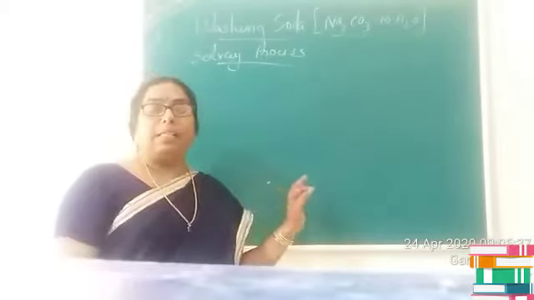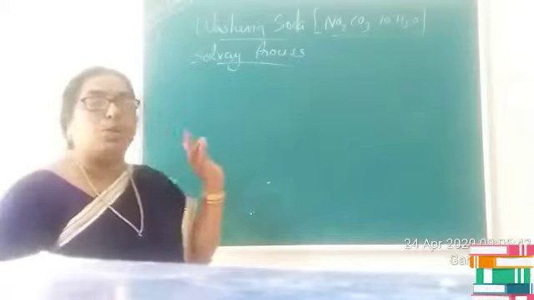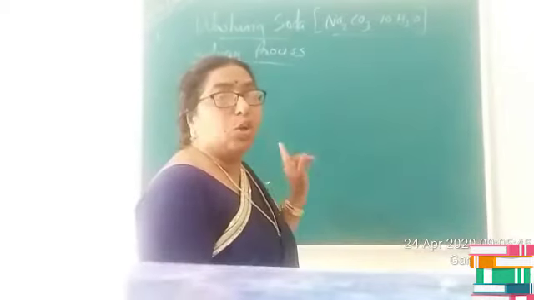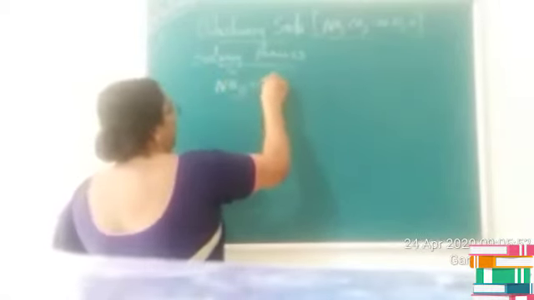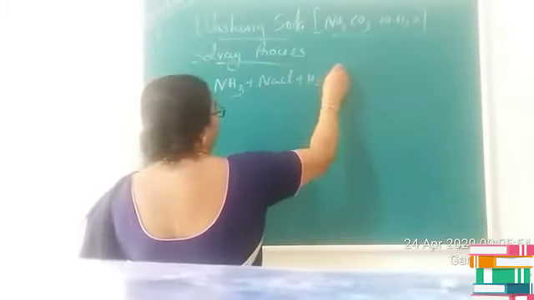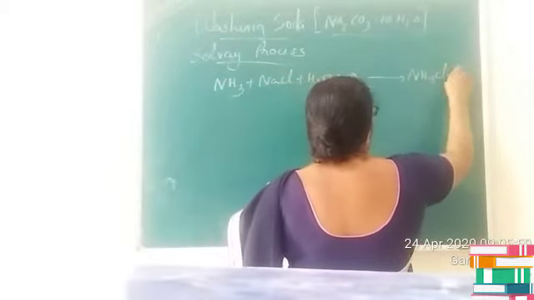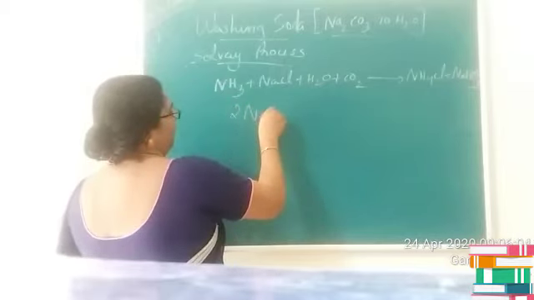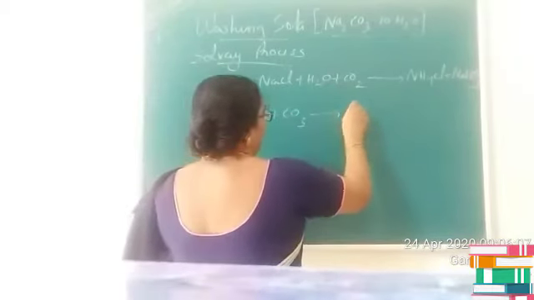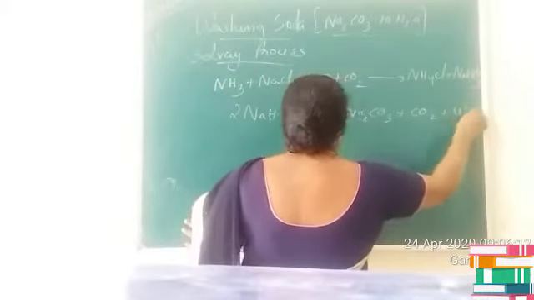In this case, carbon dioxide is passed through ammoniated brine solution. Brine means it is sodium chloride solution. Is it clear? Carbon dioxide is passed through ammoniated brine solution, and you will be getting ammonium chloride and sodium bicarbonate. The sodium bicarbonate on heating gives sodium carbonate plus carbon dioxide plus water.